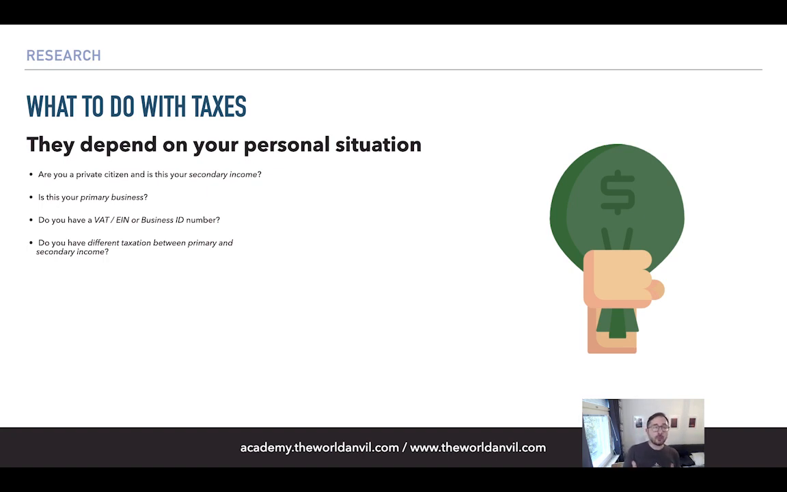First of all, are you a private citizen? And is this your secondary income? In some countries, there is a division between primary income and secondary income. So if you are in one such country, that's a division you need to figure out. Or on the other hand, is this your primary business? Do you have a VAT number if you're in Europe? Do you have an EIN or business ID number if you are? I think these are both applicable for US and other countries.